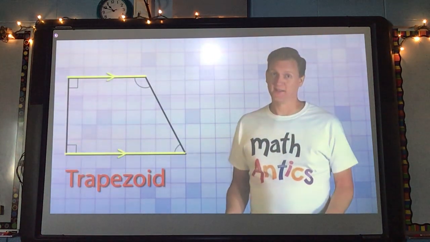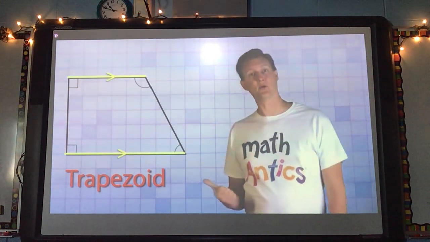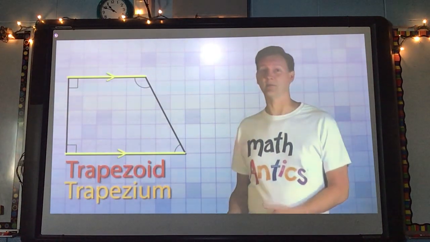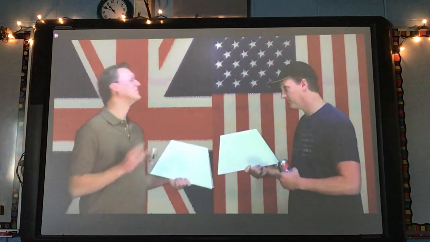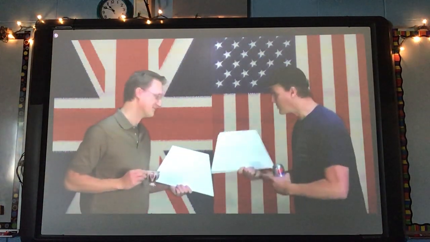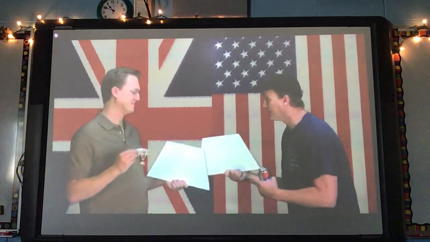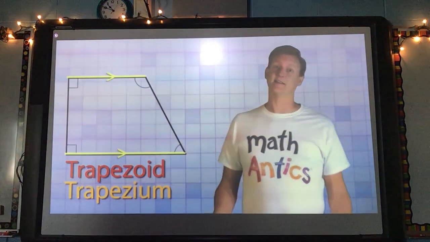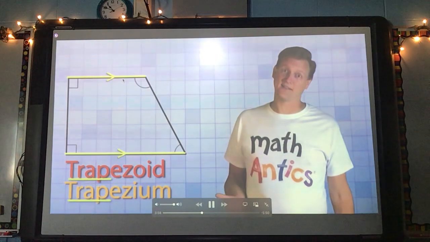Well, actually, this is where classifying quadrilaterals gets a little messy. And that's because this sort of shape is called a trapezoid in America, but it's called a trapezium in other countries, like the UK. Trapezoid, trapezium, trapezoid, trapezium. It's a trapezoid. At least they both start with the word trap, so it's not too confusing yet.